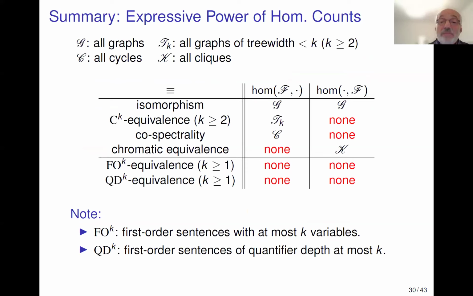Using Pebble games and Ehrenfeucht-Fraïssé games, you can prove that first-order FOK equivalence, which means satisfying the same first-order sentences with at most k variables, and QDK equivalence, which means satisfying the same first-order sentences of quantifier depth at most k, cannot be expressed from the left nor from the right. So the picture is quite complex. There are things you can do from both the left and right, like isomorphism. There are things you can do from the right but not from the left, and the other way around, and things you cannot do on either side.